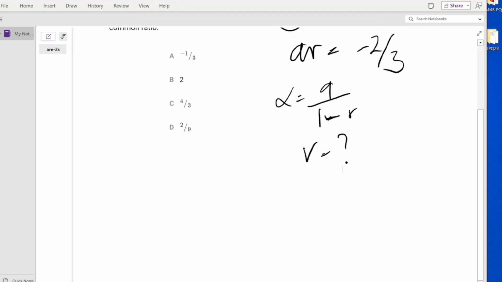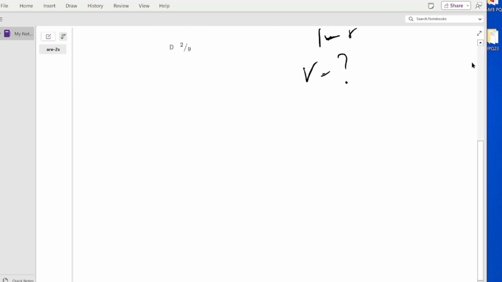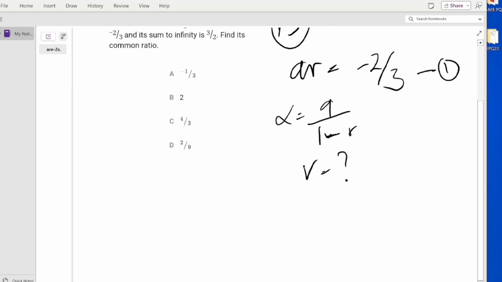Looking at this question, we see that we're not given the value for A or R, so we have two unknowns. It forms a kind of simultaneous equation. Since we're looking for R, the best thing to do is to make A the subject of the formula to eliminate it by substitution. Let's go down and do that. In equation 1, making A the subject of the formula, this is equation 2.